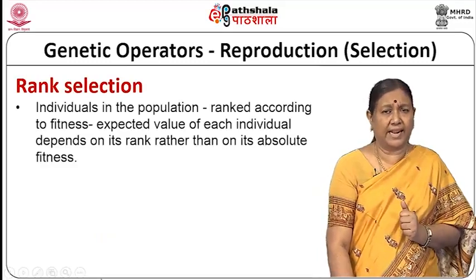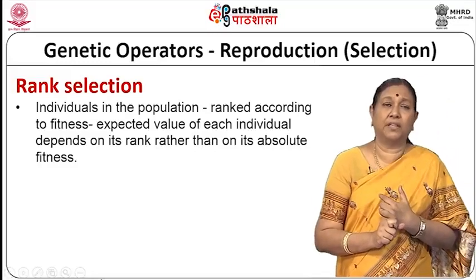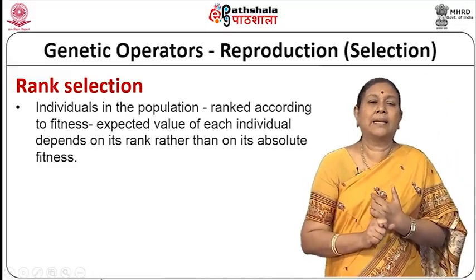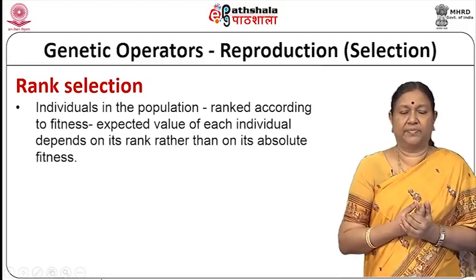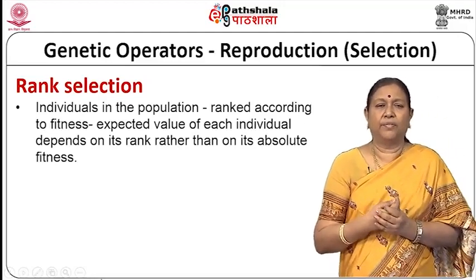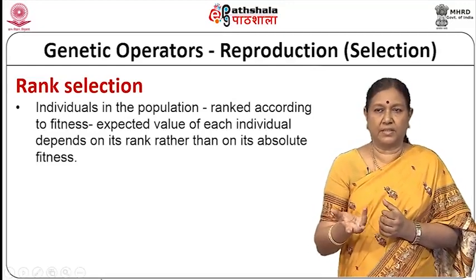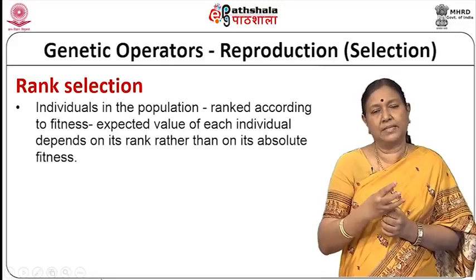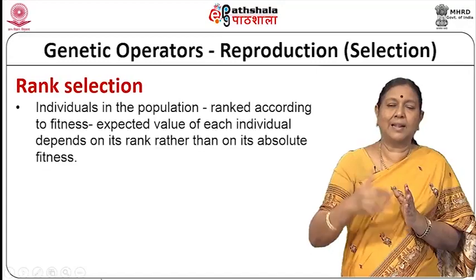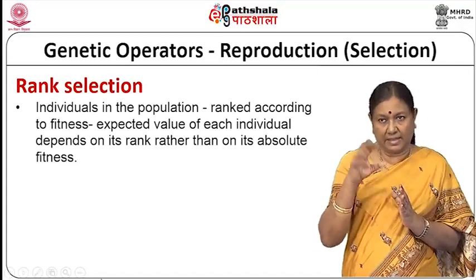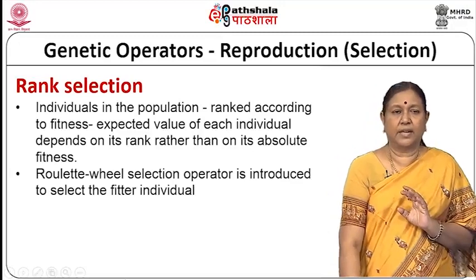Then you have something called rank selection. Please note, all the selection is for deciding which of the individuals in the population to select as parents. Individuals in the population are ranked according to fitness, and the expected value of each individual depends upon its rank rather than on its absolute fitness. In the previous methods we used the fitness value directly, but here we look at the rank among the existing individuals, and depending upon that the expected value is calculated.